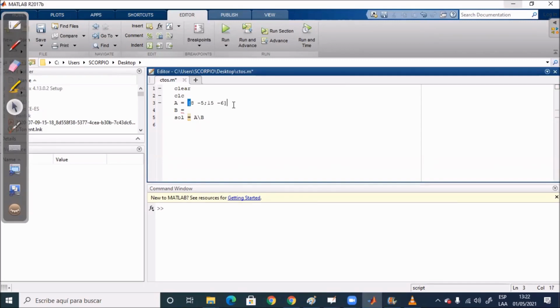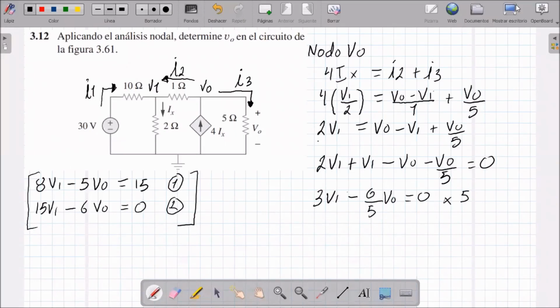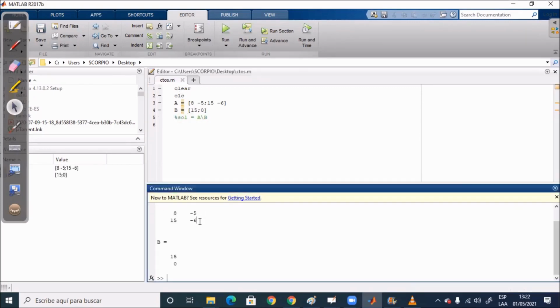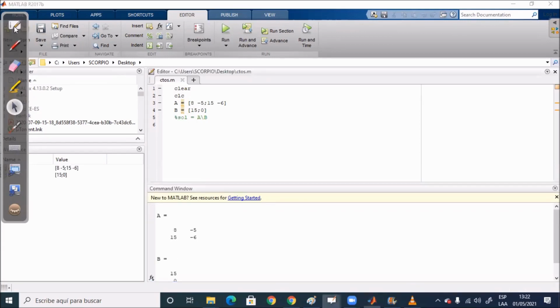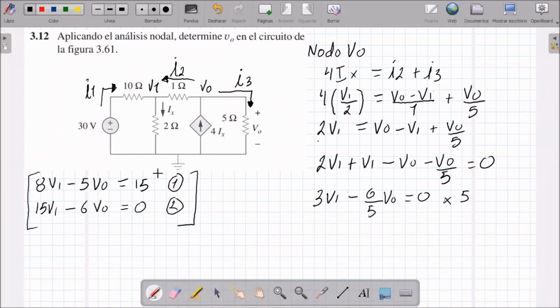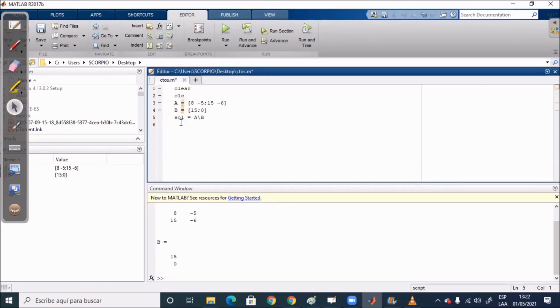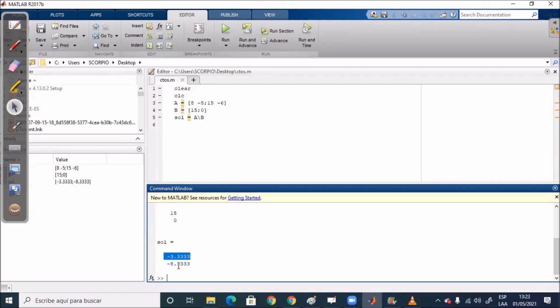15 minus 6, brackets closed, and V is what is in it, just as it would be 15 and 0, 15 semicolon 0. Well, I'm going to comment out this line of code first so you can see that the matrices fit well for the program: 8 minus 5, 15 minus 6, and 15 and 0 for the matrix B. So I solve that and I get that this would be V1 and this would be V sub 0.